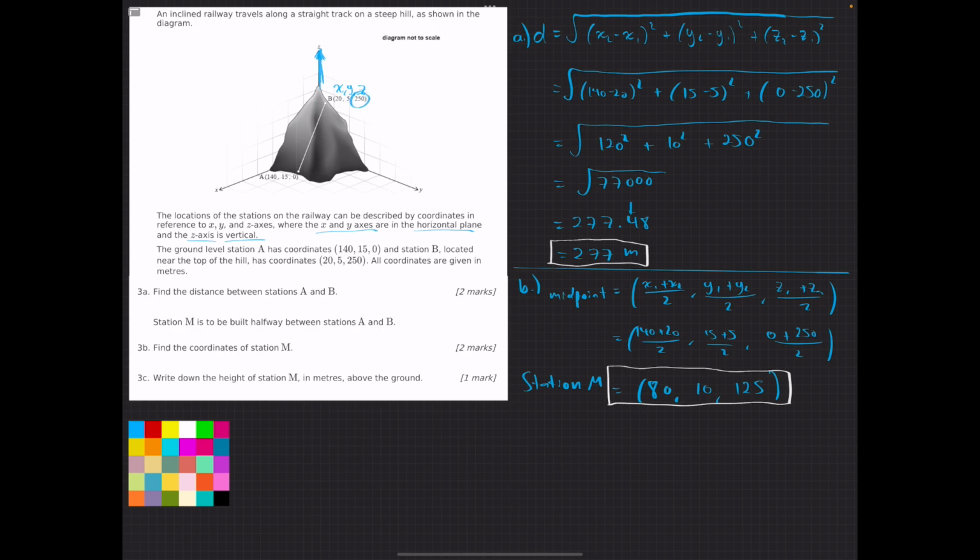We're looking at this 125. So for the height of station M in meters, part c, the height of the station is 125 meters. We could even write h equals 125, to be a little more specific. H is equal to 125 meters. That's the height above the ground. Okay, so that wasn't too bad. Let's go on to the next question.